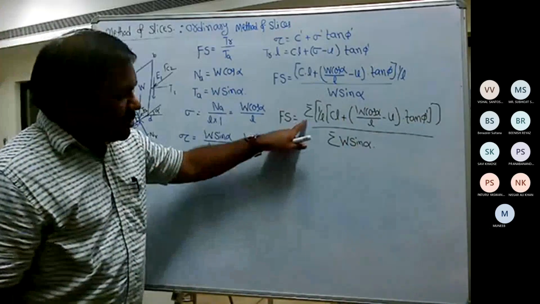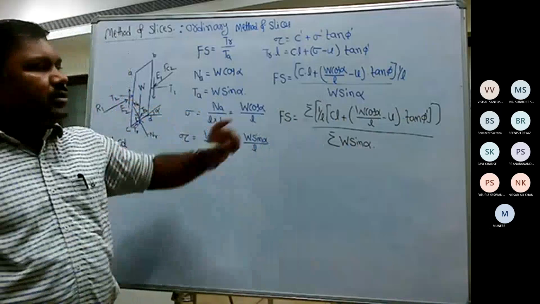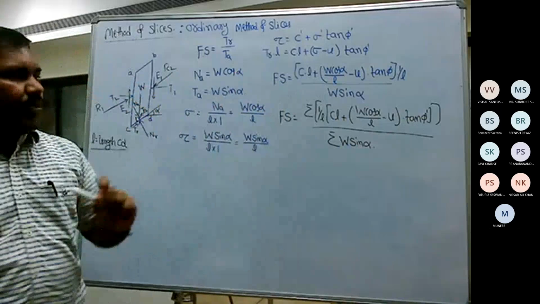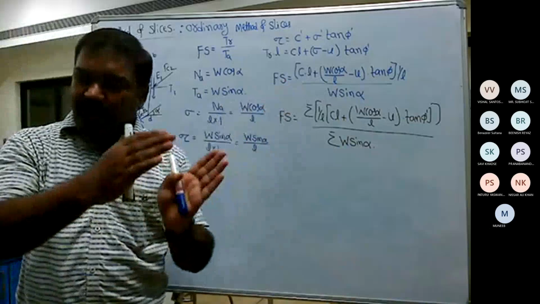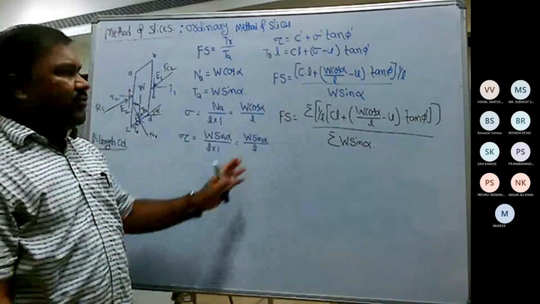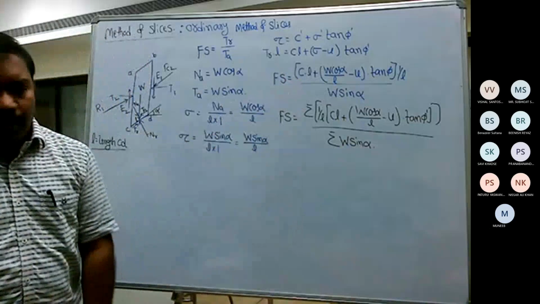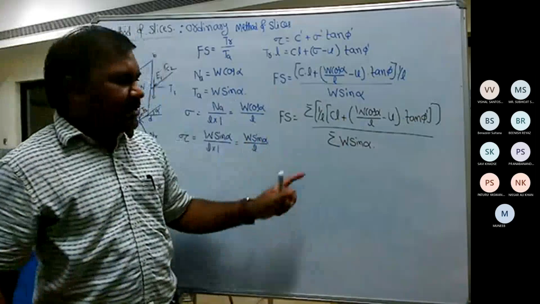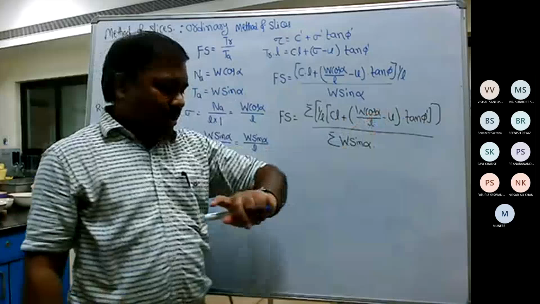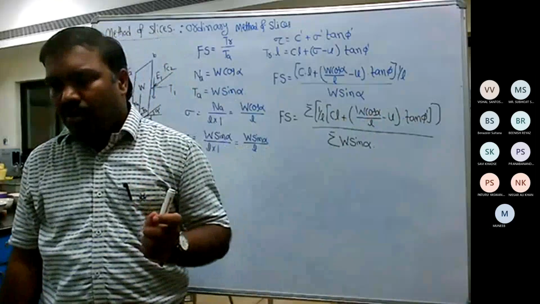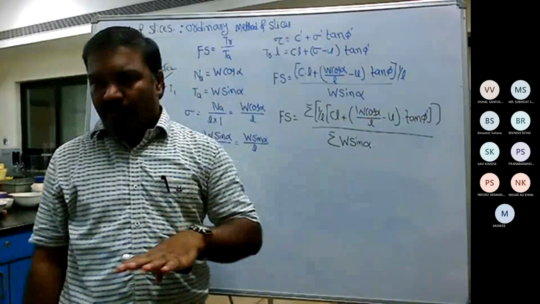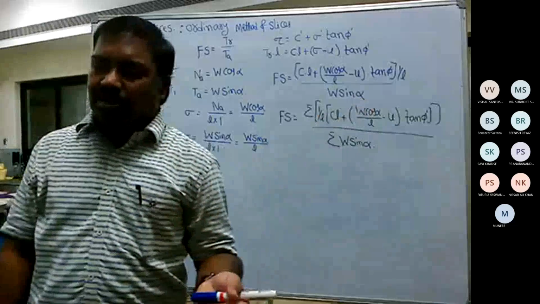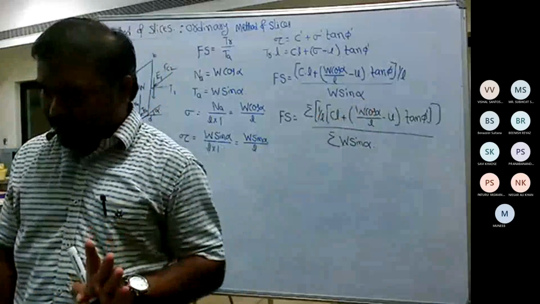Okay, the summation is most important because up to this one it is valid only for one slice, but we have assumed so many slices, so therefore we have to take the summation. Now when you take the summation, one important thing that can happen is that alpha can either be a positive value or a negative value. So accordingly it can contribute as an addition or as a subtraction.